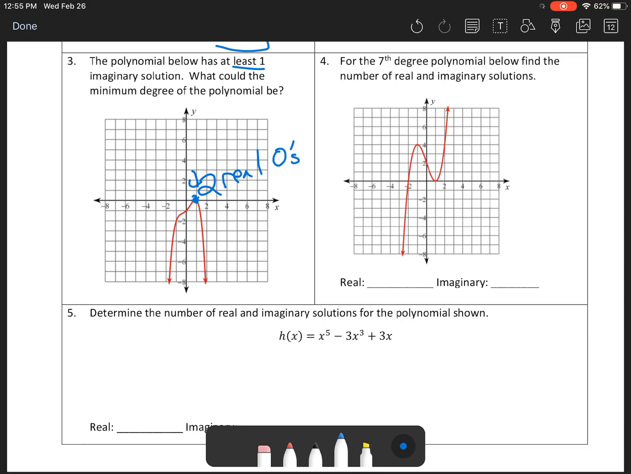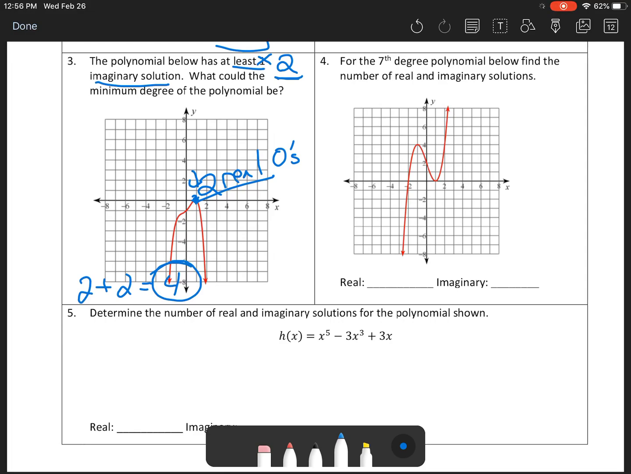Now this says at least one imaginary solution, but I know that imaginaries come in pairs, so actually it's going to be at least 2. So here we have 2 real zeros and we have 2 imaginary solutions, and so 2 plus 2 is going to be equal to 4. So 4 is the smallest degree. It could be more than that. It could have more imaginary zeros, but for what we know, the answer is at least 4.